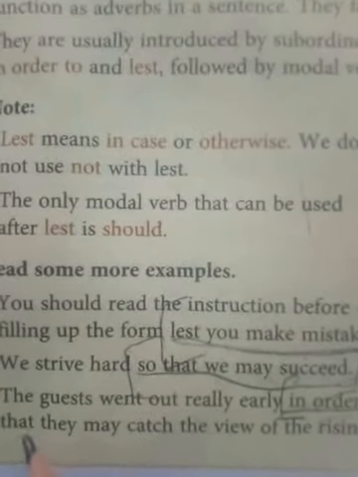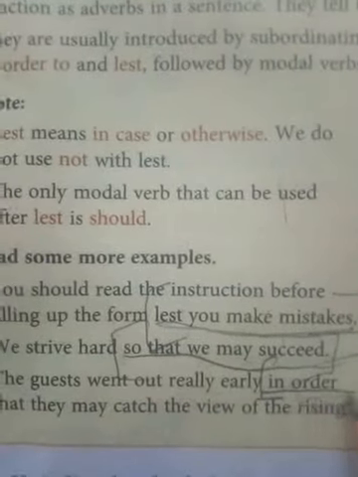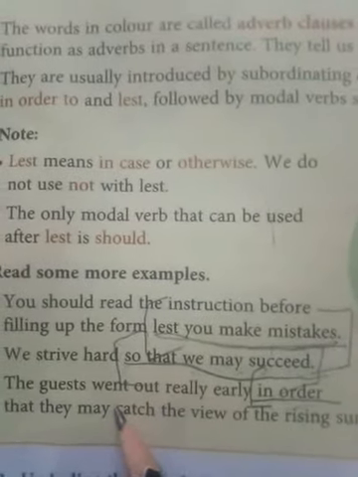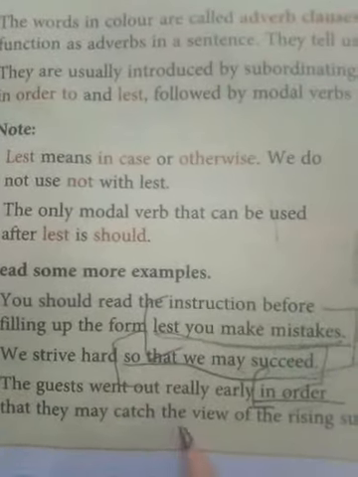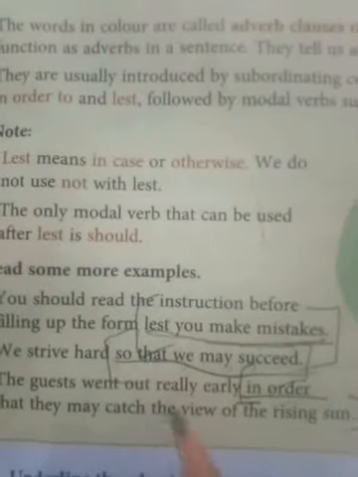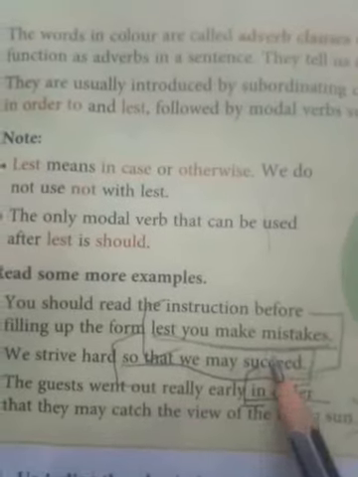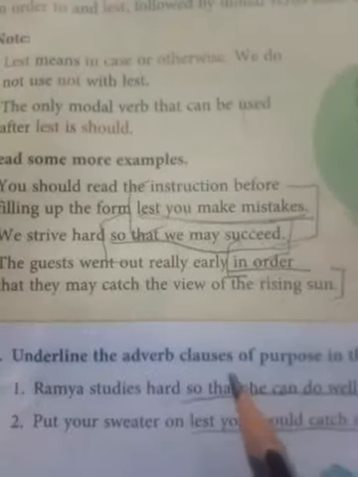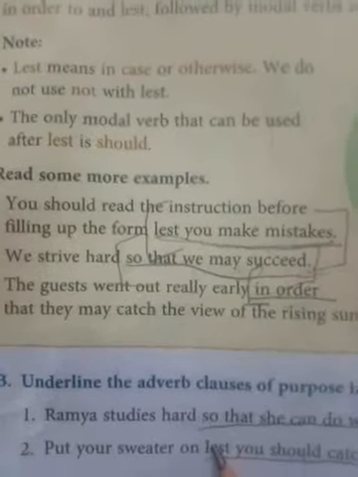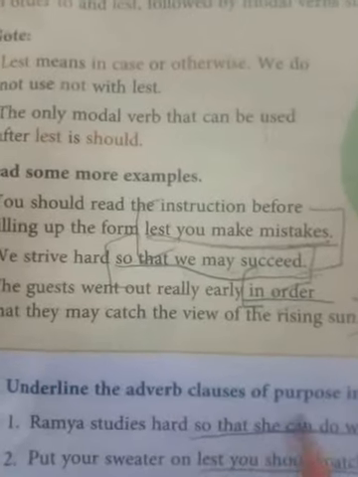The third sentence, you see: the guests went out really early in order that they may catch the view of the rising sun. Why did they go out early? In order that they may catch the view of the rising sun. So you know now the purpose of the action is the adverb clause of purpose. If you go on to your exercises, I will give you 2 examples. I will do the first 2 for you and then you try and do the rest on your own.